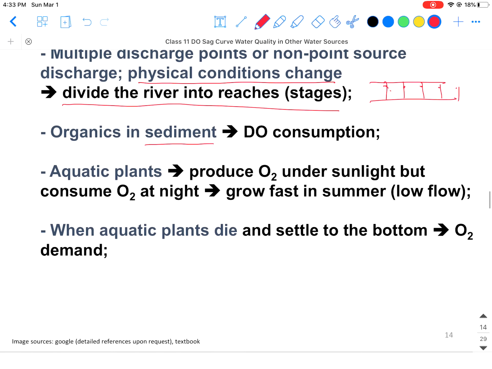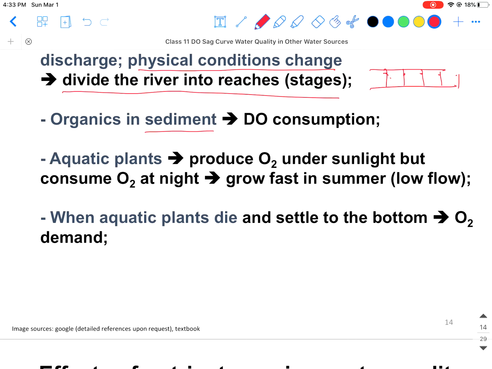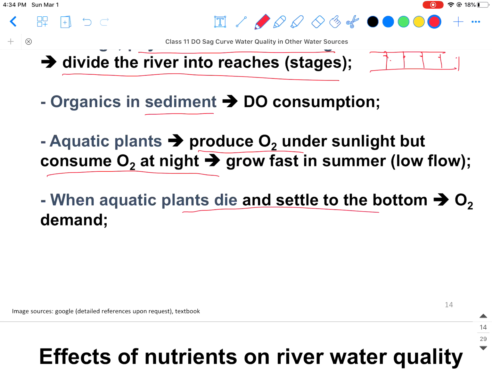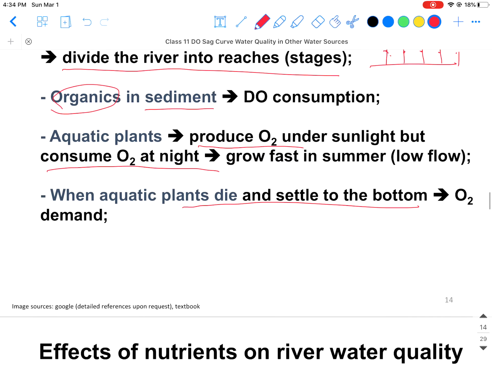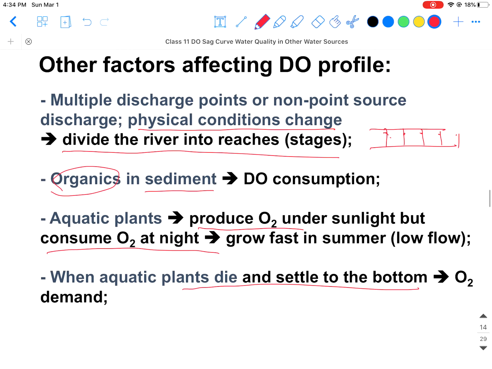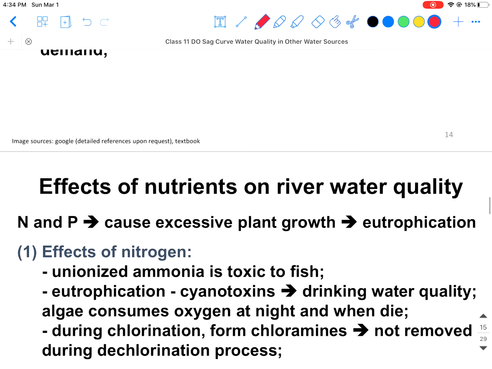There are also organics in the sediment. These organics are going to consume the dissolved oxygen. And there are aquatic plants. They can produce oxygen under sunlight, but they'll consume oxygen at night. And also they will grow faster in the summer because of the low flow. Okay? And when these aquatic plants die, they settle onto the bottom and they will form these organics. So they will further increase the oxygen demand. Okay, so these will all affect the dissolved oxygen in the river water.